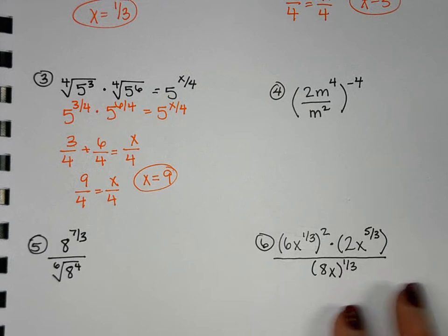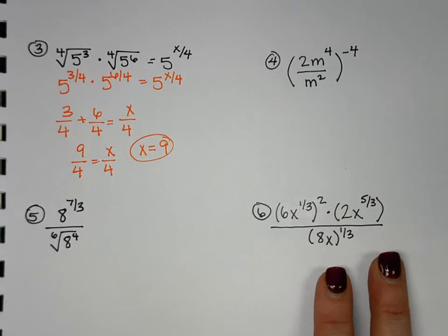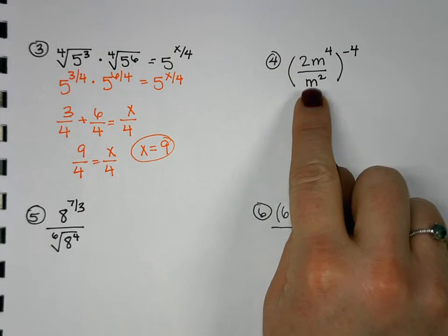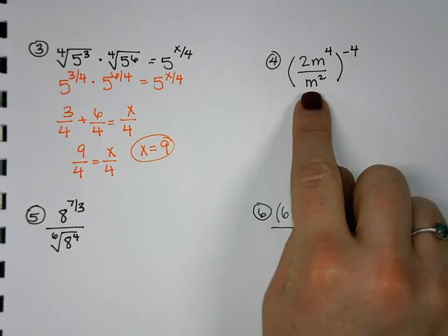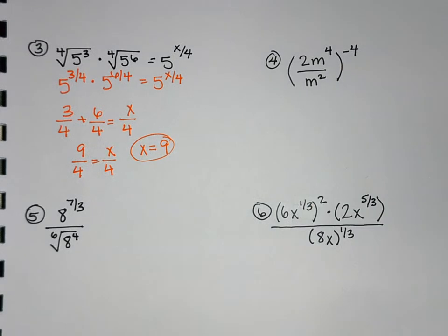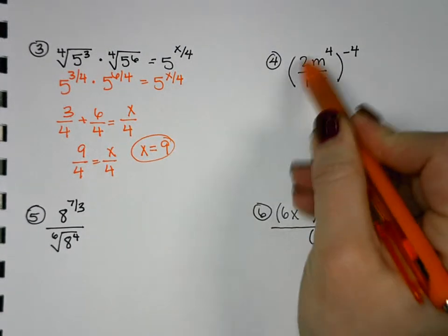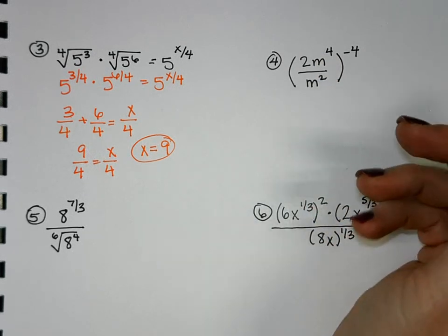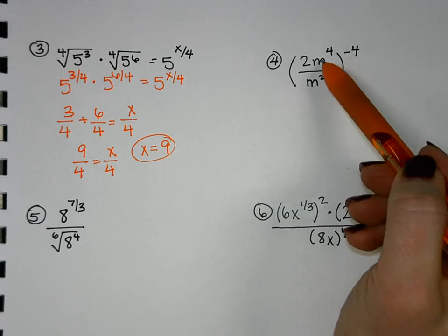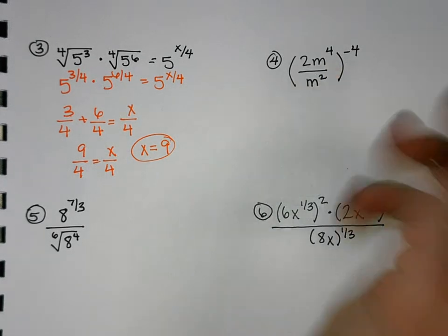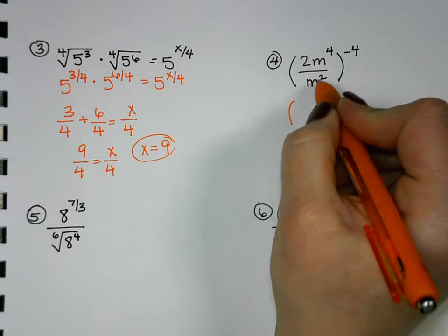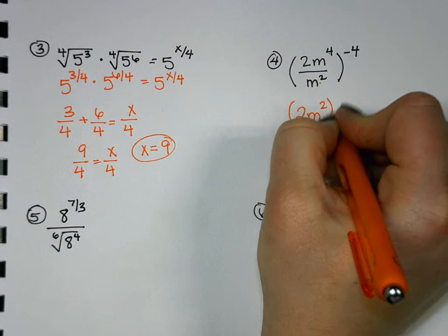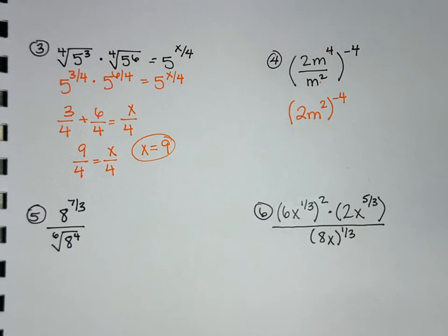So here we have number 4. And what I would suggest is that you look inside your parentheses. See if you can simplify that first before we go and put our -4 through. So can we simplify what's in parentheses? Anyone? Yeah, because we have an m to the 4th on top and an m squared on the bottom. So that means we can make it 4 minus 2, so that'll give me 2m squared, and we no longer have a denominator.